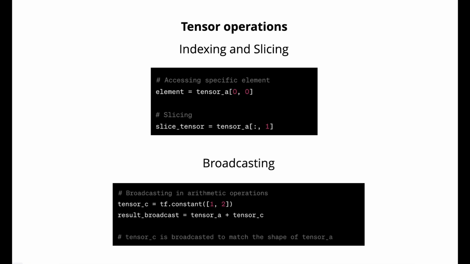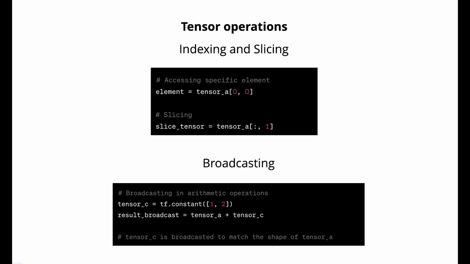So how do you do that? You can use broadcasting in arithmetic operations. So by saying, let's say I create a tensor C equal to tf.constant 1, 2, result broadcast tensor A plus tensor C. Tensor C is broadcasted to match the shape of tensor A.